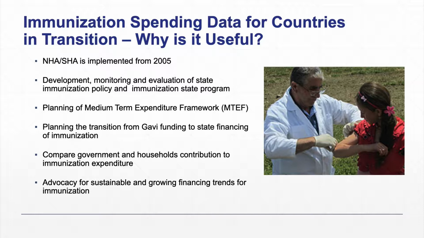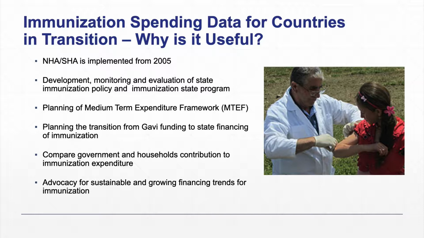Thank you for the possibility to participate in the webinar and share our experience with other countries. The immunization state program in Georgia was implemented in 1995. Immunization coverage is about 95%. Government expenditure on immunization is rising every year and is 3% of public health expenditure.